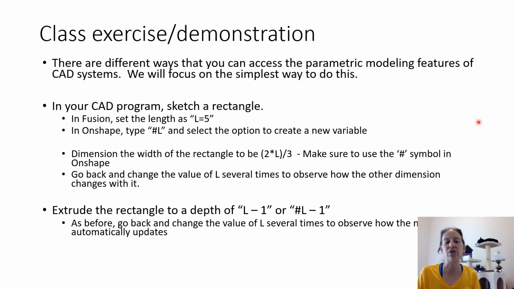Go back and change the value of L several times to observe how the other dimension changes with it. In Fusion, you can change the value of L just by clicking on the rectangle and changing the dimension. In Onshape, over in the browser on the left-hand side, you'll see the variable pop up in that browser, and you can right-click on that to edit it. In the video, it errored on me really strangely, and I paused the video and literally did nothing different, and then it worked.